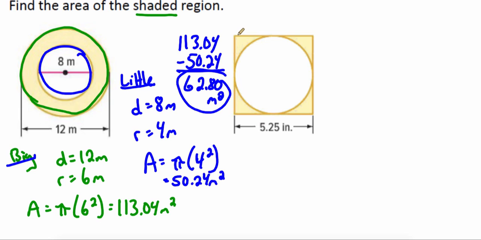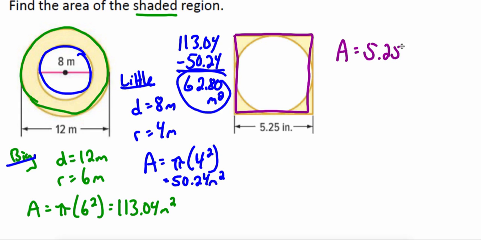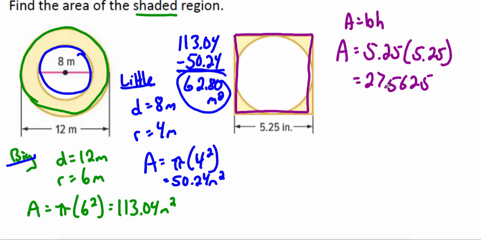Next one, again, start with the big shape, the whole thing. Pretend there wasn't a hole in it. What's it going to be? Well, it's a square that's 5.25 on each side. So I would do 5.25 times 5.25. Remember, area of a rectangle or square is base times height. 5.25 times 5.25 is 27.565. I'm just going to leave all my decimal places there for now.